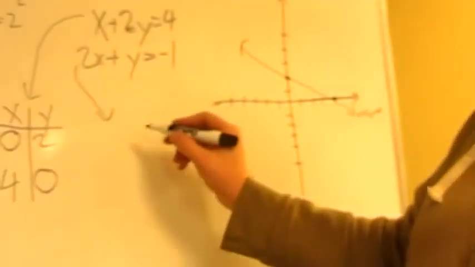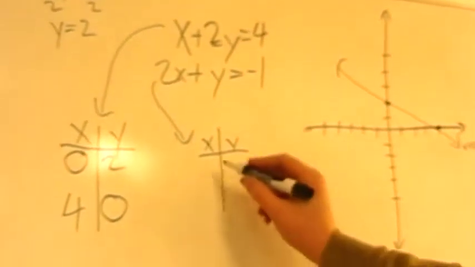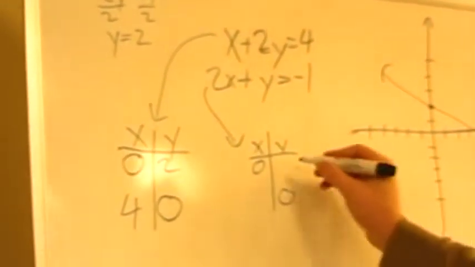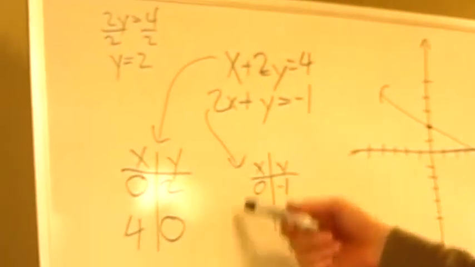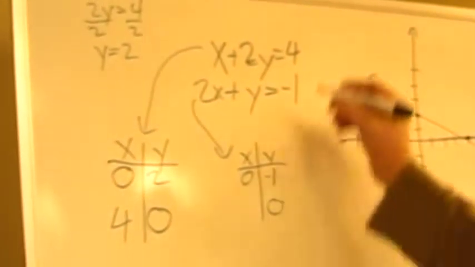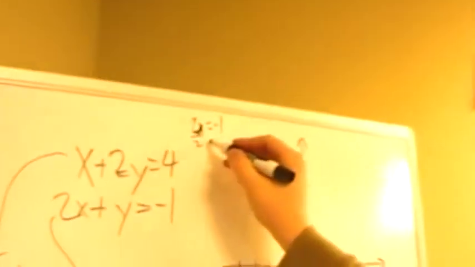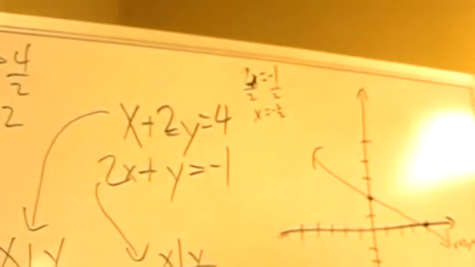So just like with the first one, we're going to do the same thing with the second one. We're going to make a table, x and y. And I'm going to go with zeros again because it works out so nice. I'm going to plug in the 0 for x, 2 times 0, 0. Left with y equals negative 1. Not too bad. Then we plug in a 0 for the y, and we're left with 2x equals negative 1. Well, if 2x equals negative 1, we divide the 2, going back to our algebra, and we're left with x equals negative 1/2.